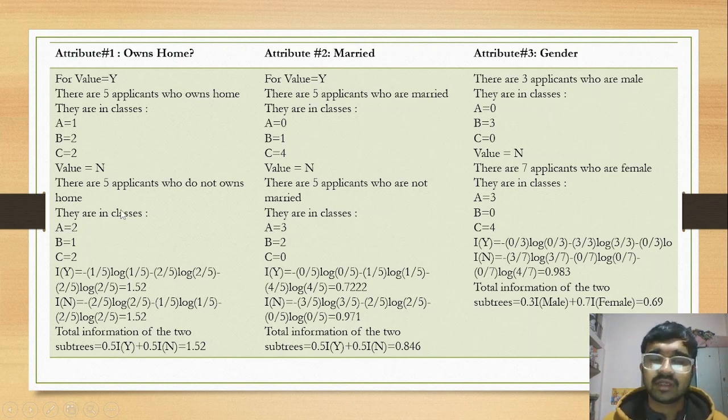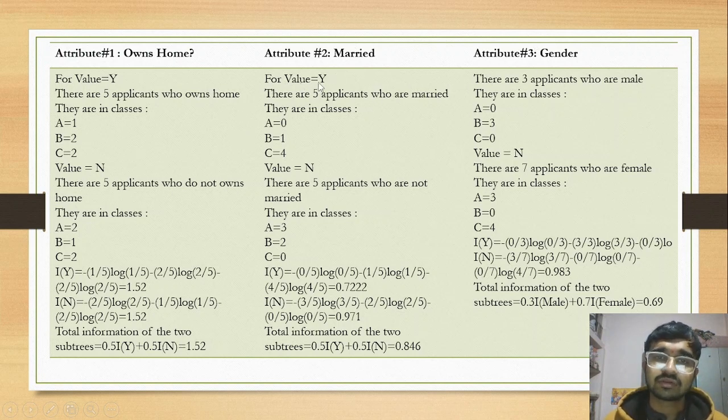We will calculate information for y and n separately, which we got as 1.52 and 1.52, and now we will calculate the total information of the two subtrees, that is 0.5 IY plus 0.5 IN, and that we got 1.52. Similarly, we will calculate for the married attribute and gender attributes.